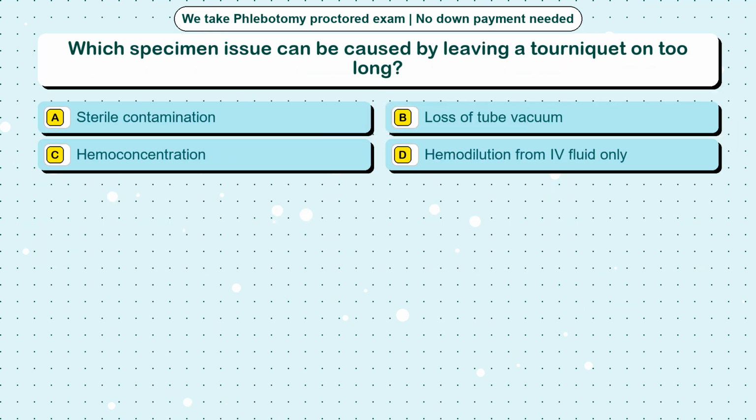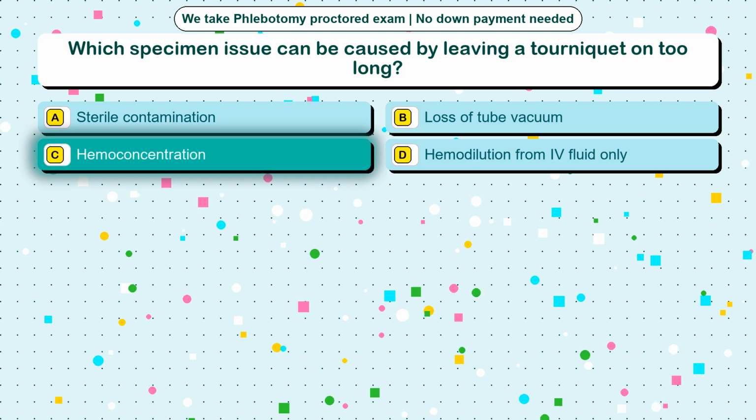Question 9. Which specimen issue can be caused by leaving a tourniquet on too long? Option A, sterile contamination. Option B, loss of tube vacuum. Option C, hemoconcentration. Option D, hemodilution from fluid only. The correct answer is option C, hemoconcentration.